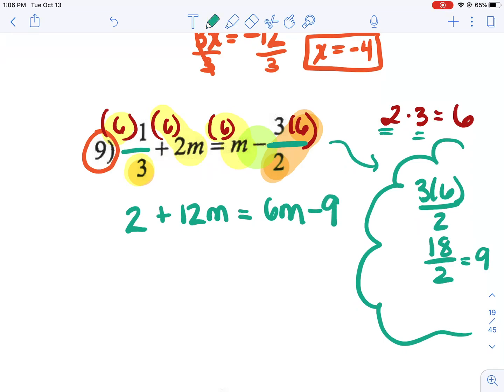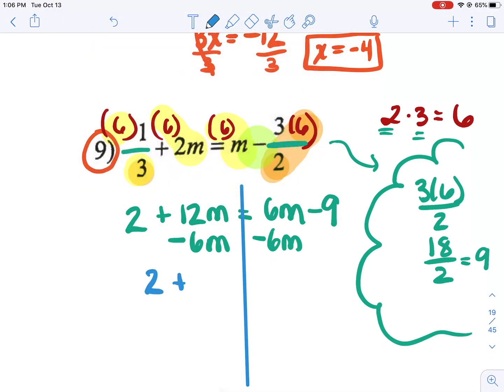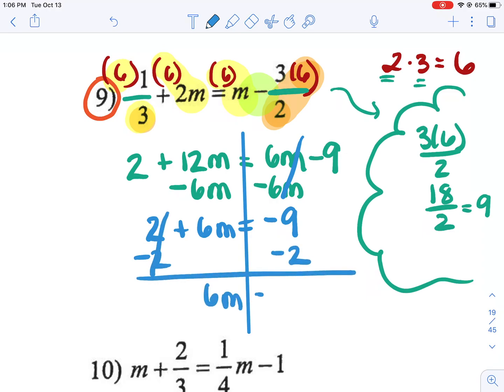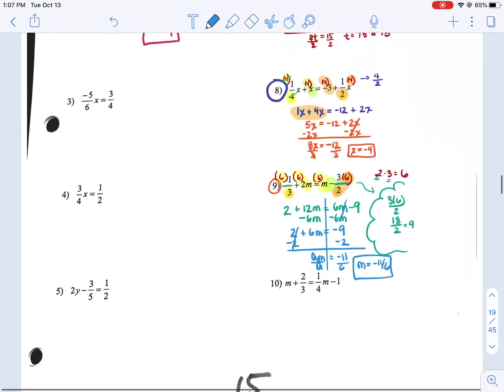So again, now we look at this, it doesn't look so bad, right? Because it's just all variables. So let's move this 6m over. So 2 plus 6m equals, these cancel. Then we can take away 2 on both sides. So 6m is negative 11. Divide both sides by 6. This is sort of a weird answer, but remember, when we start with weird fractions, a lot of times we are going to get a weird answer. We have m equals negative 11 over 6.